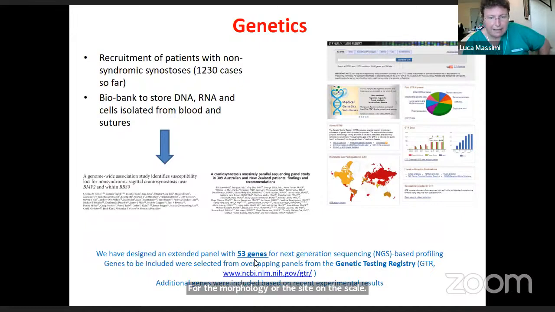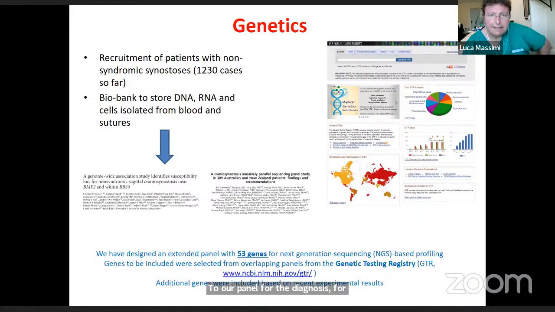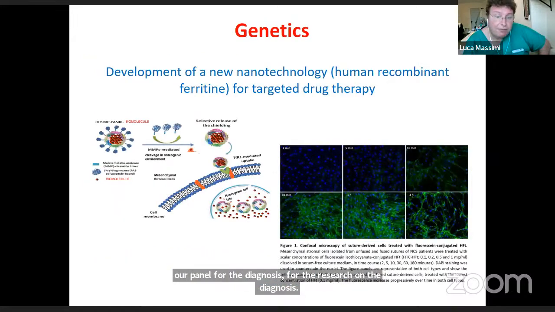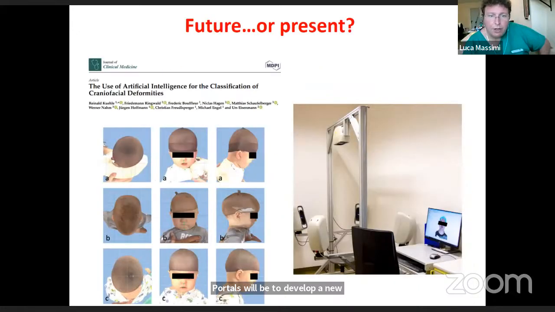We extended the panel of 53 genes for the next generation sequencing, and we are adding new genes to our panel for the diagnosis, for the research on the diagnosis of this craniosynostosis. And finally, our final purpose will be to develop a new technology for a targeted treatment. I will leave you with this last slide.